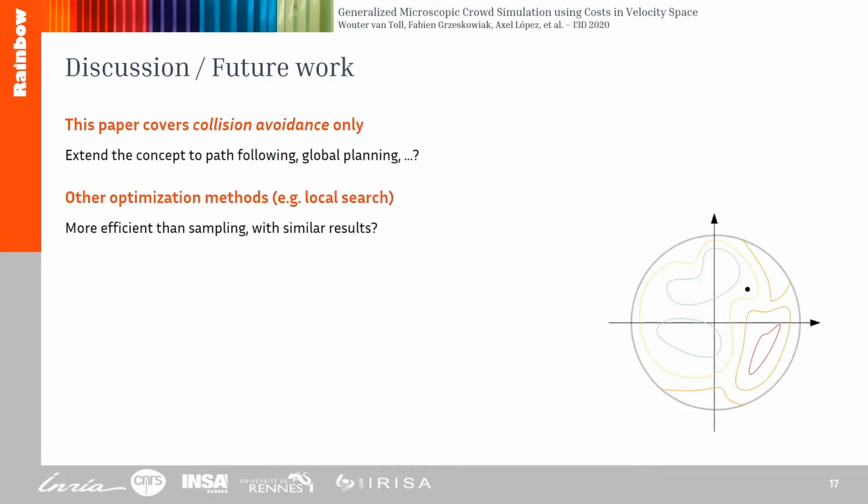It would also be interesting to look at other optimization methods. So for now we have looked at sampling, where you try out lots of candidate velocities and then choose the best one. But this is computationally quite heavy because you have to evaluate the cost of a lot of candidates. But you can imagine that something like gradient descent is a more efficient procedure that might give you a velocity that is almost equally good or maybe even the same. So this is an important thing to consider in terms of performance.